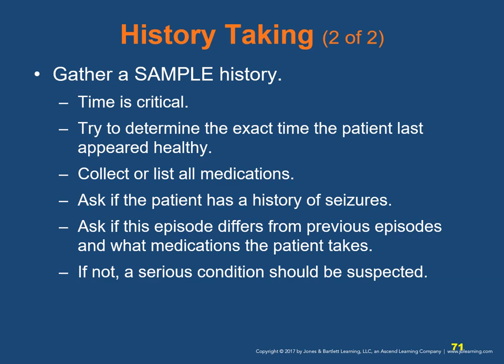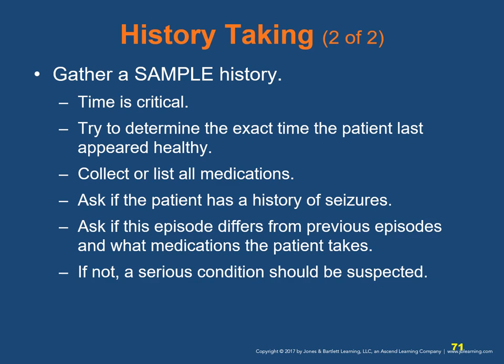Gather a sample history. Remember that time can be critical in a neurologic emergency. Make a special effort to determine the exact time that the patient last appeared to be healthy and normal. Collect or list all medications that the patient has taken. Patients who have had a stroke may appear to be unconscious and unable to speak, but they may still be able to hear and understand what is taking place. Try to establish effective communication.